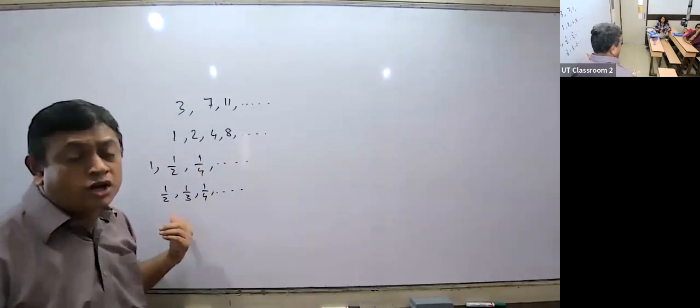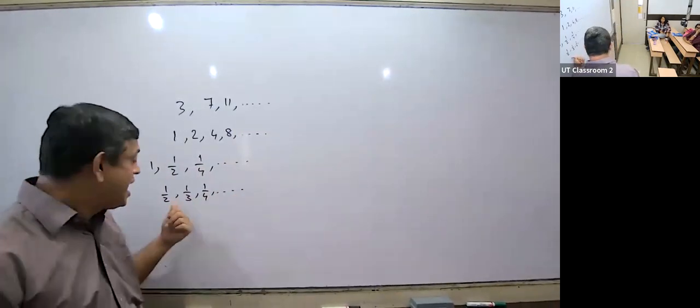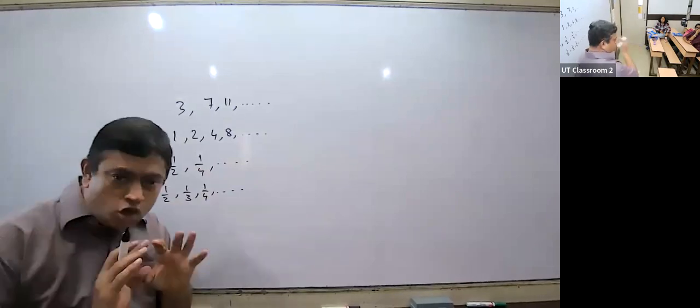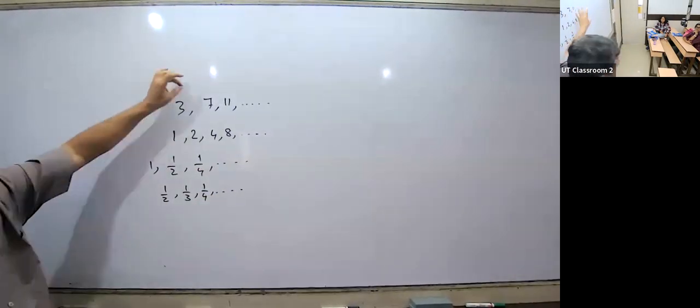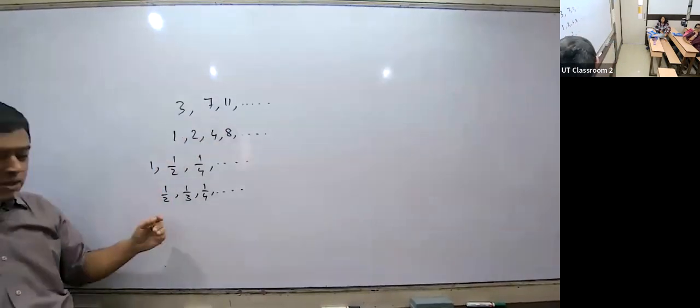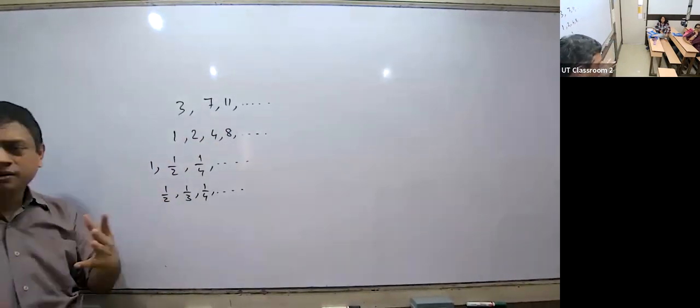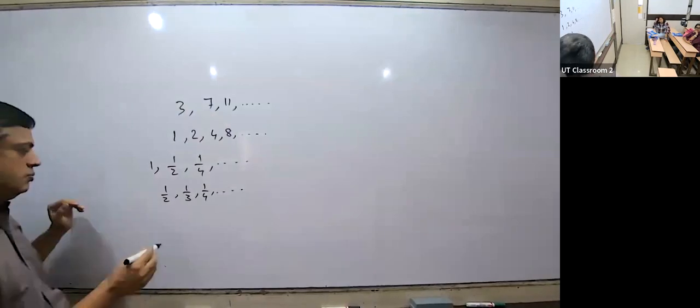How did you get that one? Adding 1 to the denominator. Here, each term was added or multiplied or divided, but here only the denominators change. Are you following the pattern? Okay, there is another one.